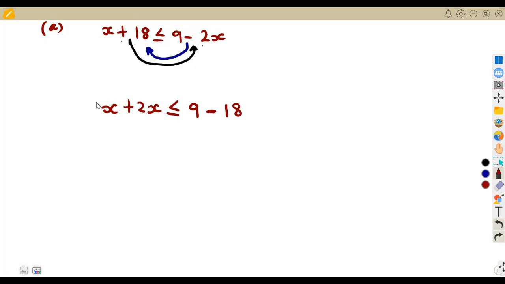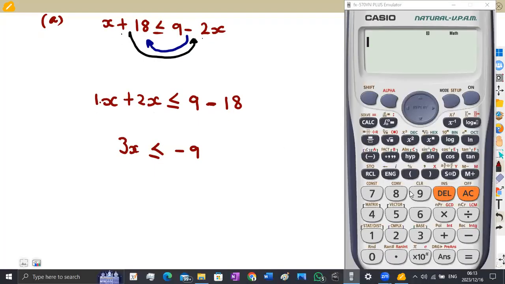Then here, this is the same as 1x, so you're going to add 1 plus 2, which is 3. So this is going to give us 3x, which is less than or equal to 9 minus 18, which is negative 9. If you do not understand this part of directed numbers, if you're still having confusion, the calculator is there as an assistance always in the exam. So that's 9 minus 18, and this is going to give you a negative 9.